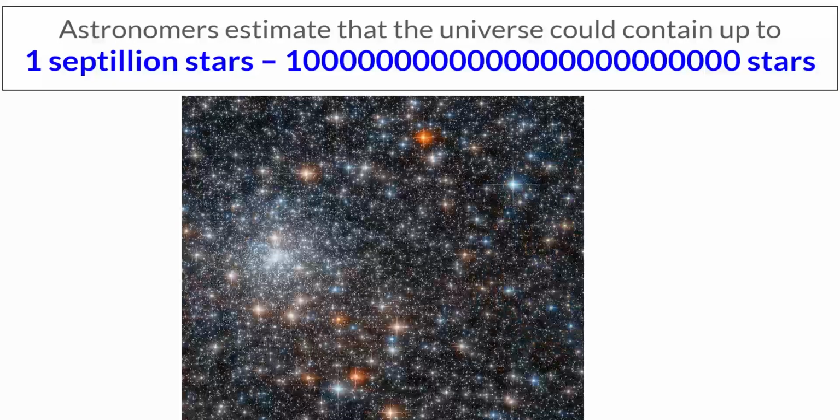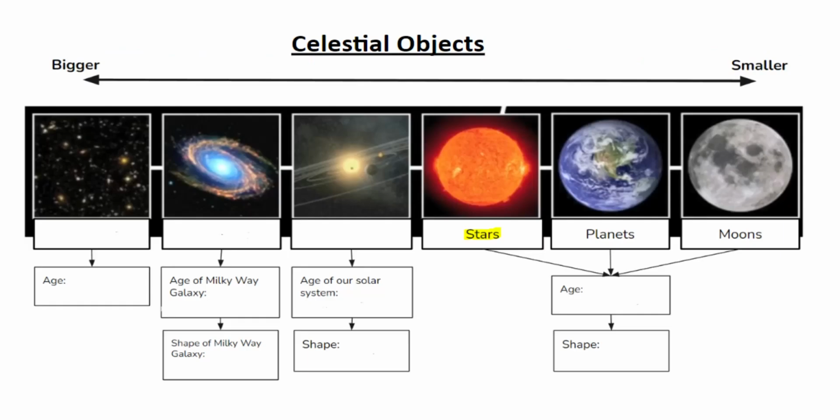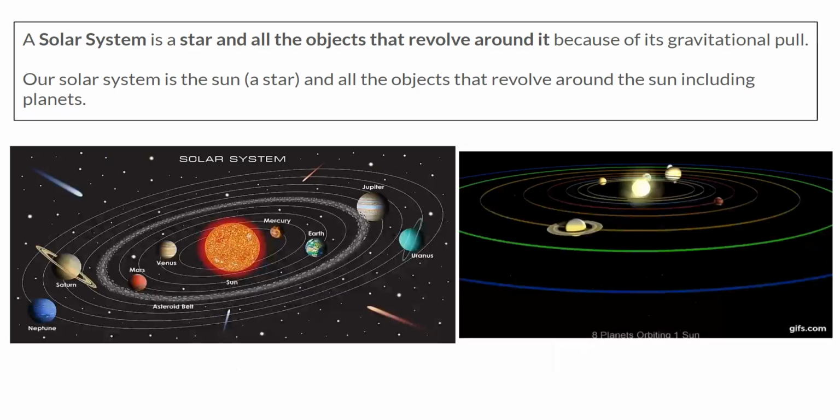So astronomers estimate that the universe could contain up to 1 septillion stars. That's this many stars. That's 10 to the power 24 stars. And it kind of looks like this. So go ahead and write this down in your note packet. Stars are bigger than planets and moons. Moons revolve around planets. Planets revolve around stars. Stars make their own energy. And the sun is a star.